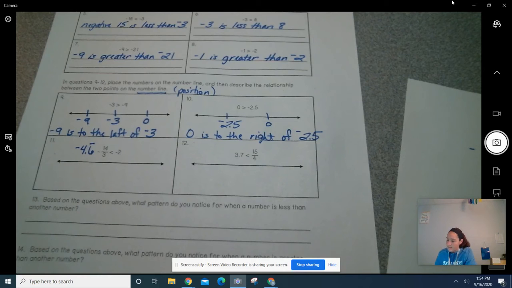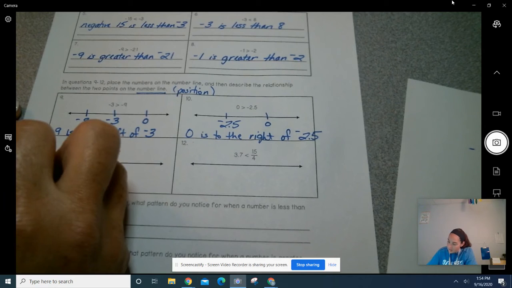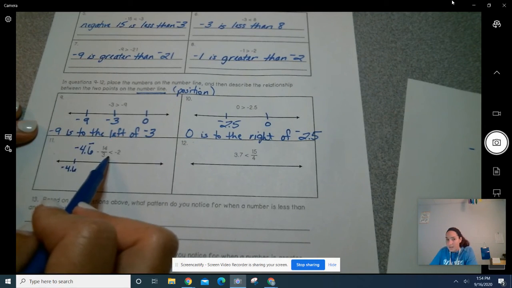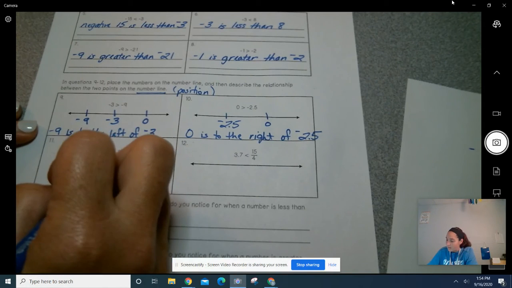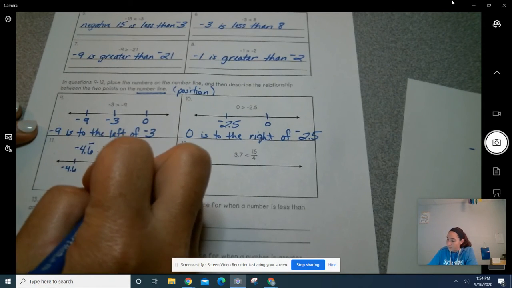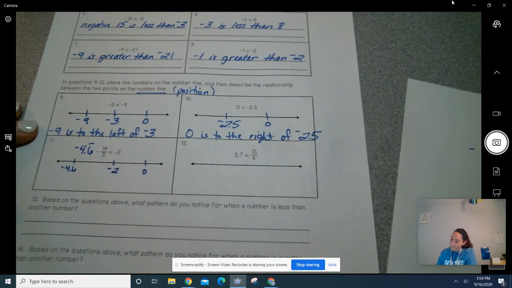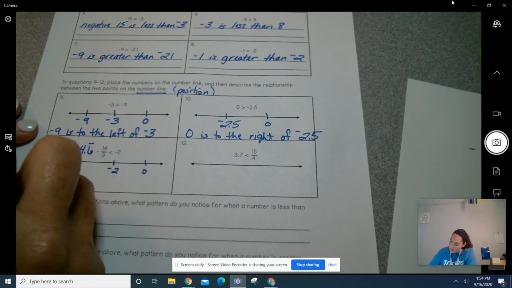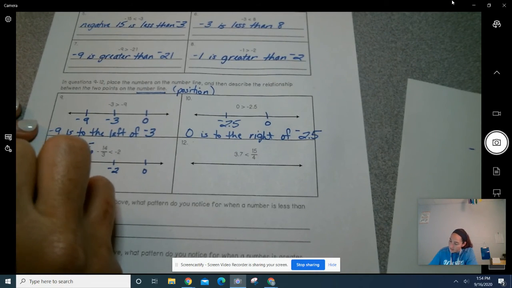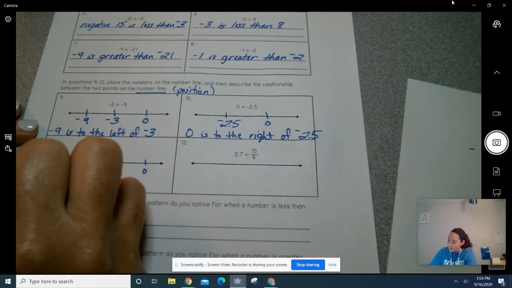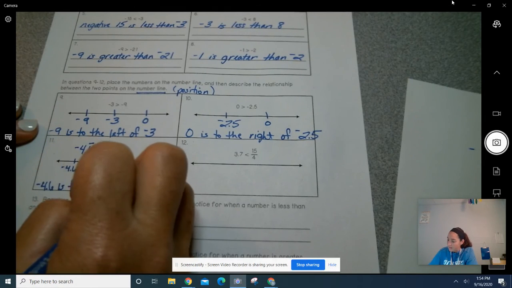Okay? And you guys did not have to put this on a number line, but I know that negative 4.6 is going to be to the left of negative 2. And so that's how I would write it. Negative 4.6 is to the left of negative 2.